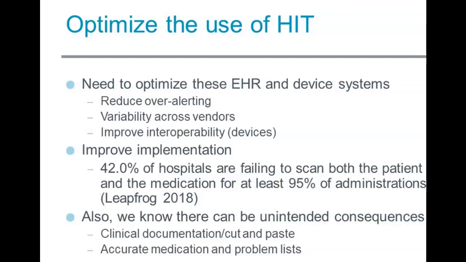We need improved interoperability. We need to improve implementation, and this ties into the implementation science recommendation that I had mentioned in the research recommendation, which is we need to understand how to best implement. There's data out of the U.S. that 42% of hospitals, and the nurses in the hospitals, are failing to scan both the patient and the medication for at least 95% of administrations. Now it's a high bar, 95%, but still, if we're not scanning the patient and the medication in a reliable way, that's how errors are going to happen, and the whole point of barcoding is to prevent those errors.